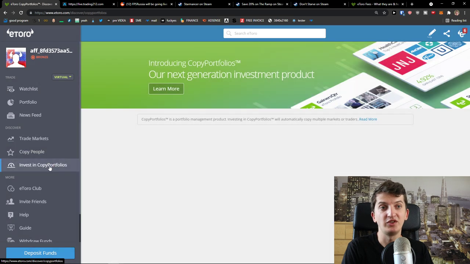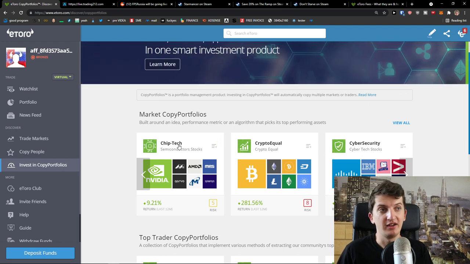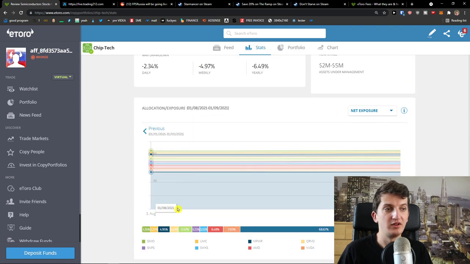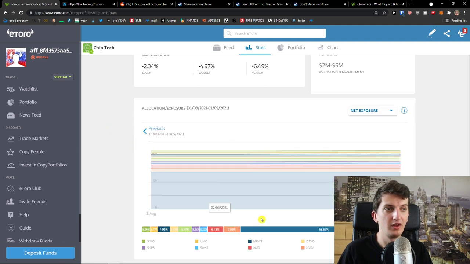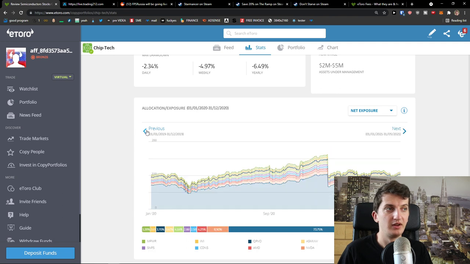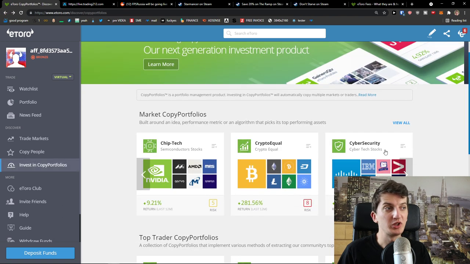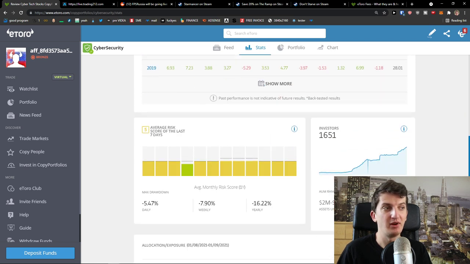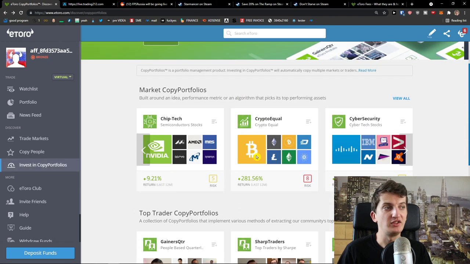Then you can also invest in copy portfolios. So chip tech. So let's say that you want to, this is like, let's say a pie. And now I would have chip tech here, and you see all the companies here, right? So that's how we can do it. And now you can also switch between multiple ones here, cybersecurity. And you see the cybersecurity went a little bit down, but it's back up. Plenty of investors here. And as you can see, plenty of people are using it. So this is another one that you can do.